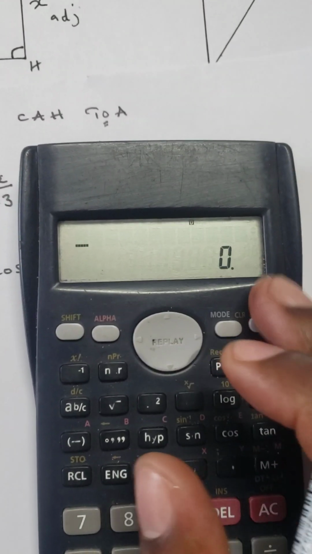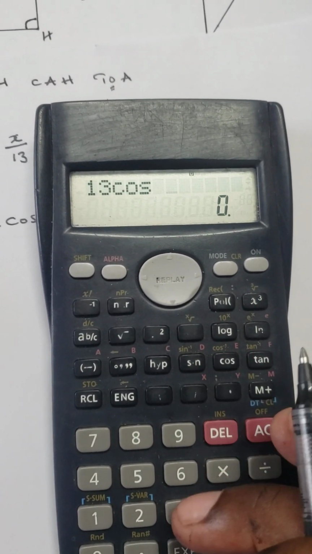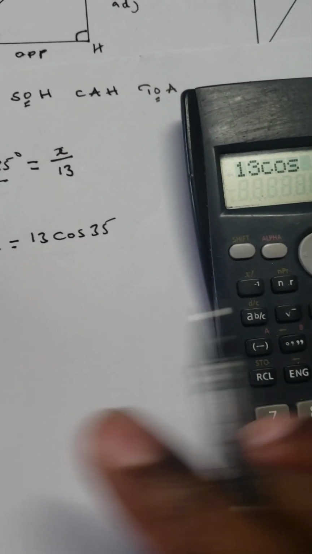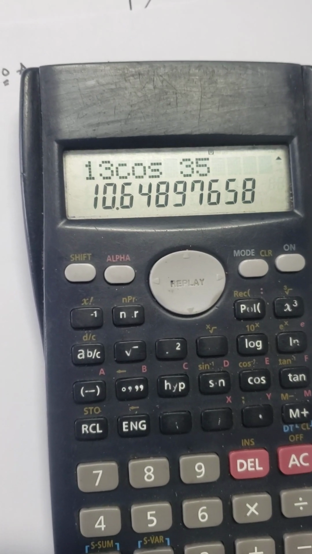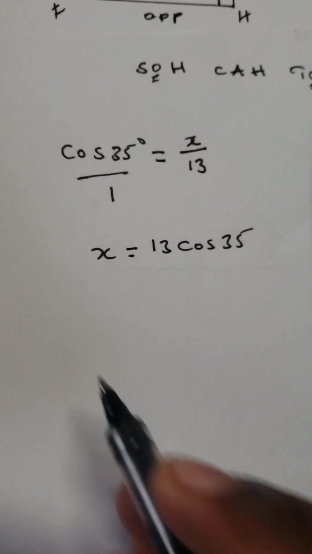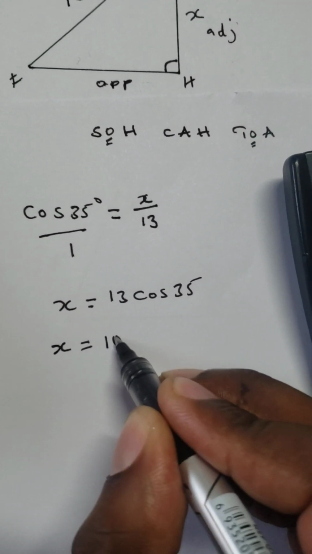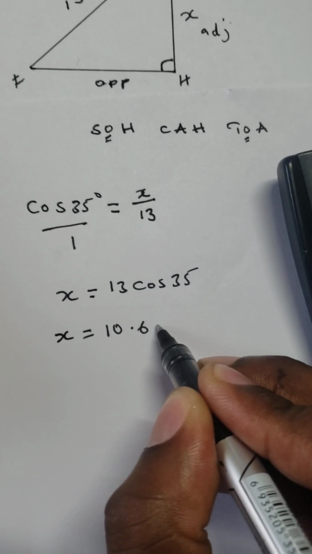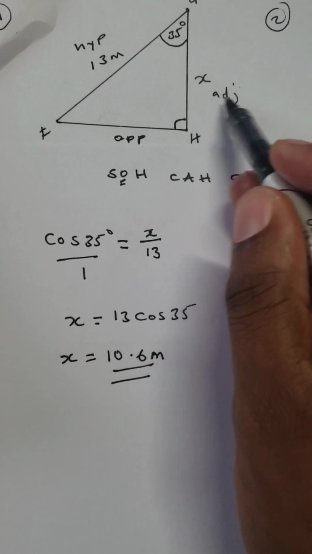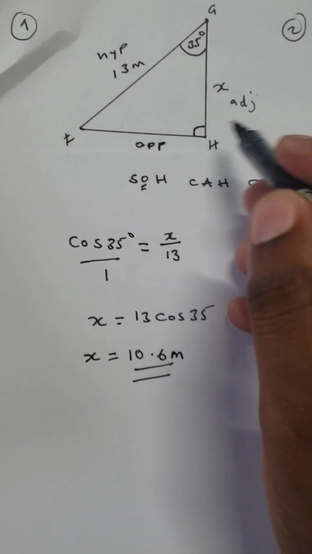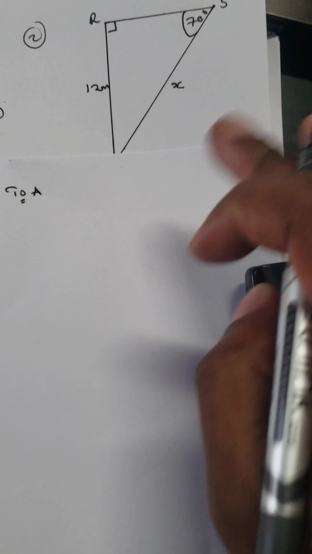It is reset. So what you're going to do now, we say 13 cos 35. 13 cos 35 equals 10.64897658. Okay, so we can leave our answer in one decimal place. So x is equal to 10.6 meters. Units are equally important. So this side here is 10.6 meters. We have managed to find that unknown side using trigonometry. Let's look at the next example in the next video.